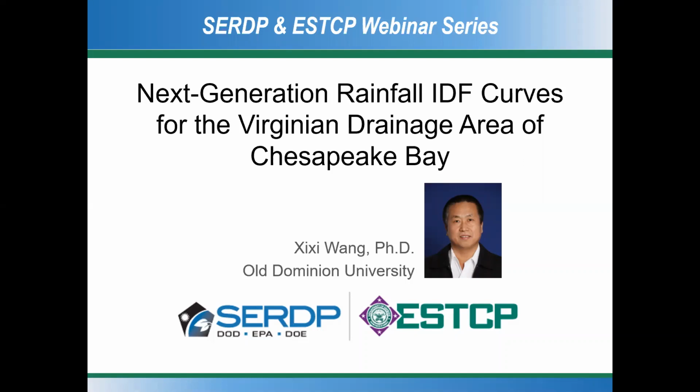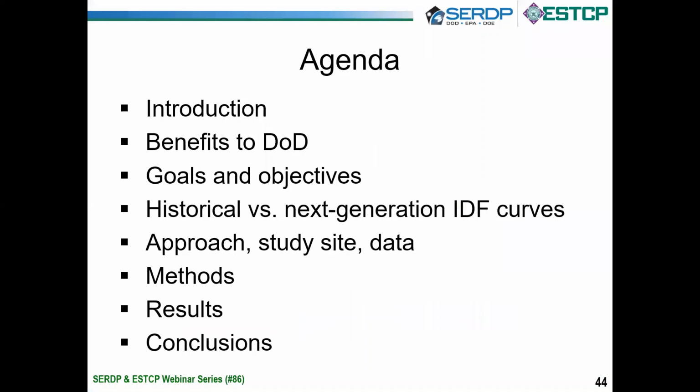Okay. First, I want to appreciate this opportunity to share my preliminary research results with everybody here. So the title of the presentation is Next Generation Rainfall IDF Curves for the Virginia drainage area of Chesapeake Bay. First, I will have a brief introduction about what are IDF curves and why do we need IDF curves.